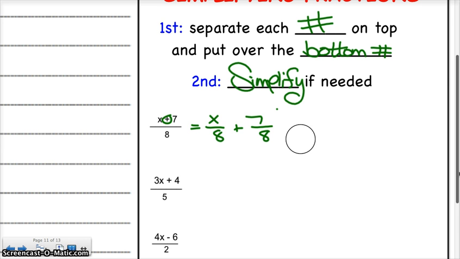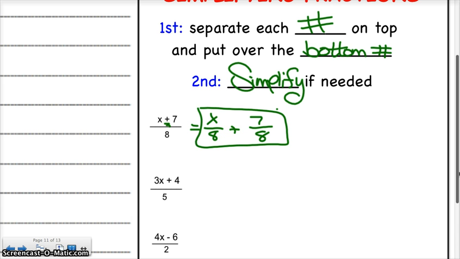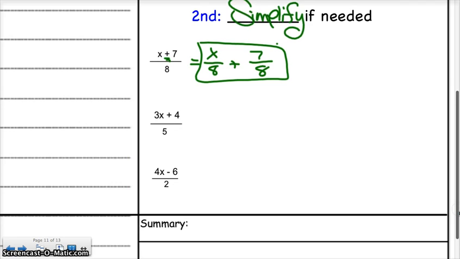Going to do it again. This time you do it in your notes. X plus 7 over 8 is equal to an x on top, put it over the bottom. Plus, because there's a plus in the middle, 7 on top, put it over the bottom. That's it? That's it. Wow. It's weird. Kids hate it, and I don't know why, but you love it.